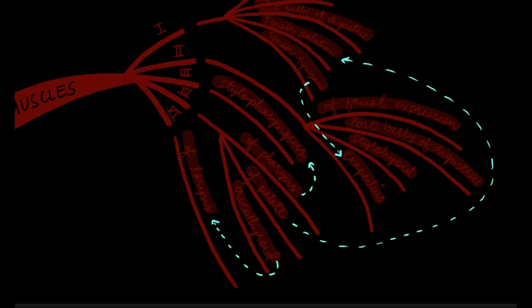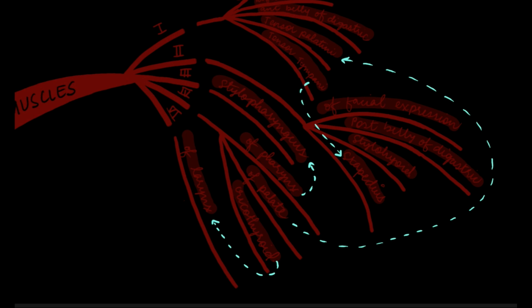Coming to the pharyngeal muscles, which include stylopharyngeus, salpingopharyngeus and palatopharyngeus. All the muscles of pharynx are derived from the fourth arch, excluding the stylopharyngeus muscle, which is derived from the third arch. The middle ear muscles comprise tensor tympani, which is derived from the first arch, and the stapedius muscle, which is derived from the second arch.